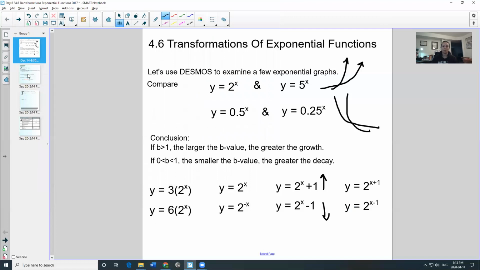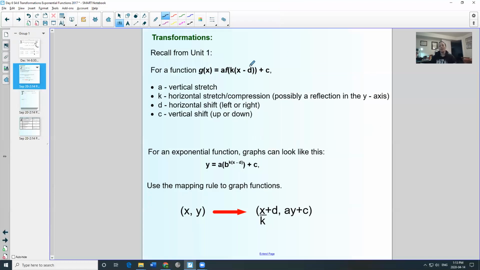Okay, so now let's get on to what you're actually supposed to do. Let's go back and refresh our memories with everything from Unit 1. We looked at curve sketching functions of this form. A was a vertical stretch or compression. Your C value, remember vertical is up and down, right? The C value shifted upwards or downwards.